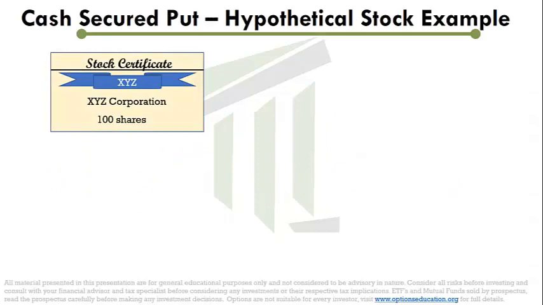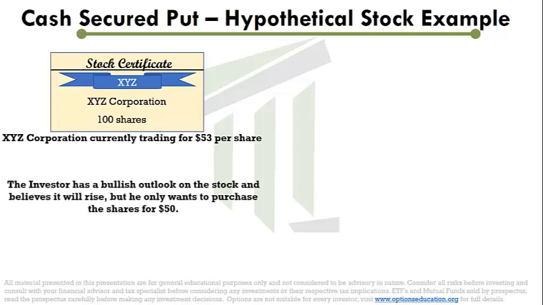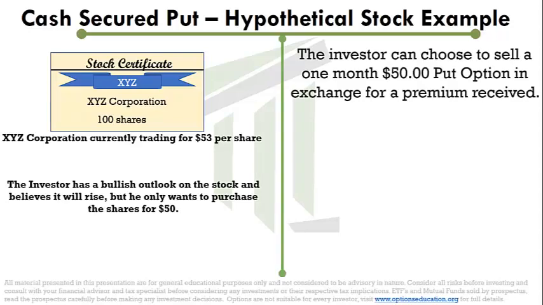So let's look at a stock. XYZ Corporation, the investor wants to buy 100 shares, and it's currently trading at $53 a share. So the investor has a bullish outlook on the stock and believes that it will rise, but he only wants to purchase the shares for $50. So since he does not want to overpay, what the investor can do is choose to sell a 1-month $50 put option. Now, what that's going to do is it's going to obligate the investor to be a willing buyer of the stock for the next 1 month.